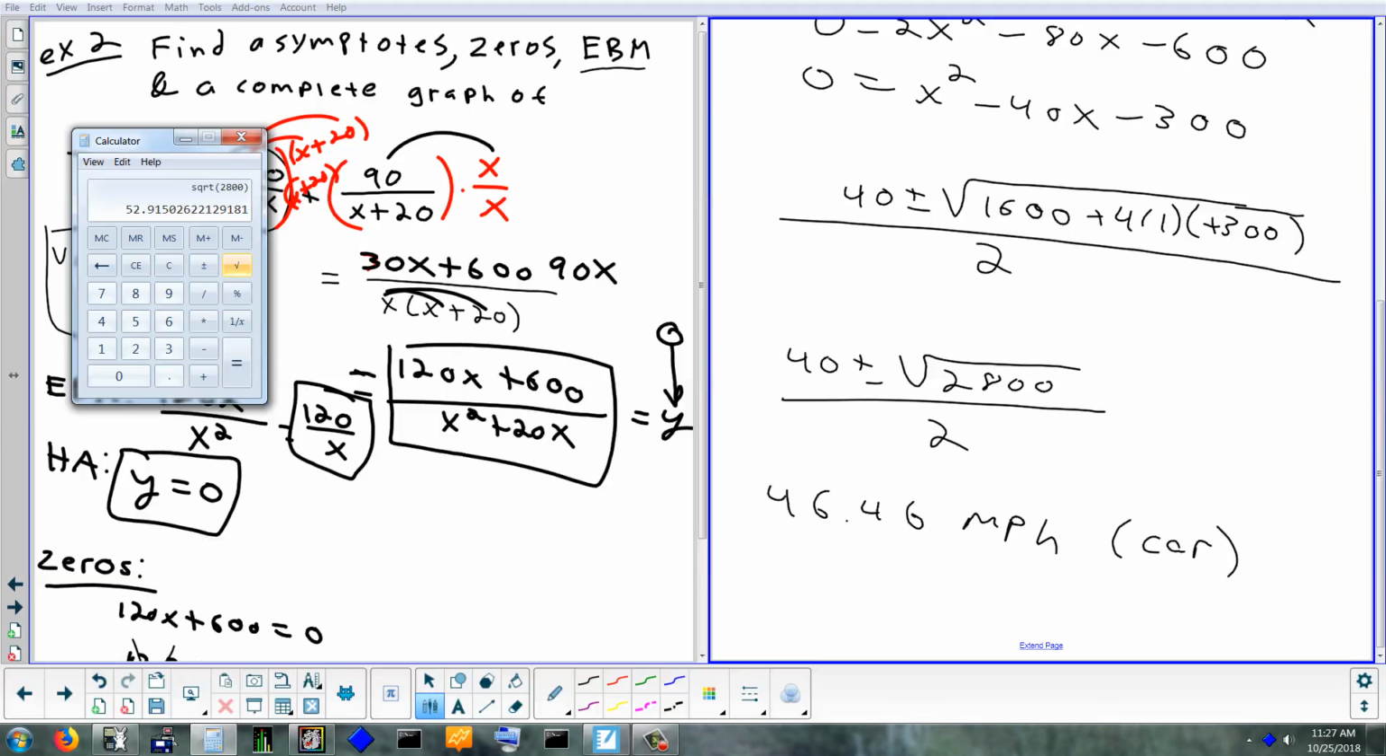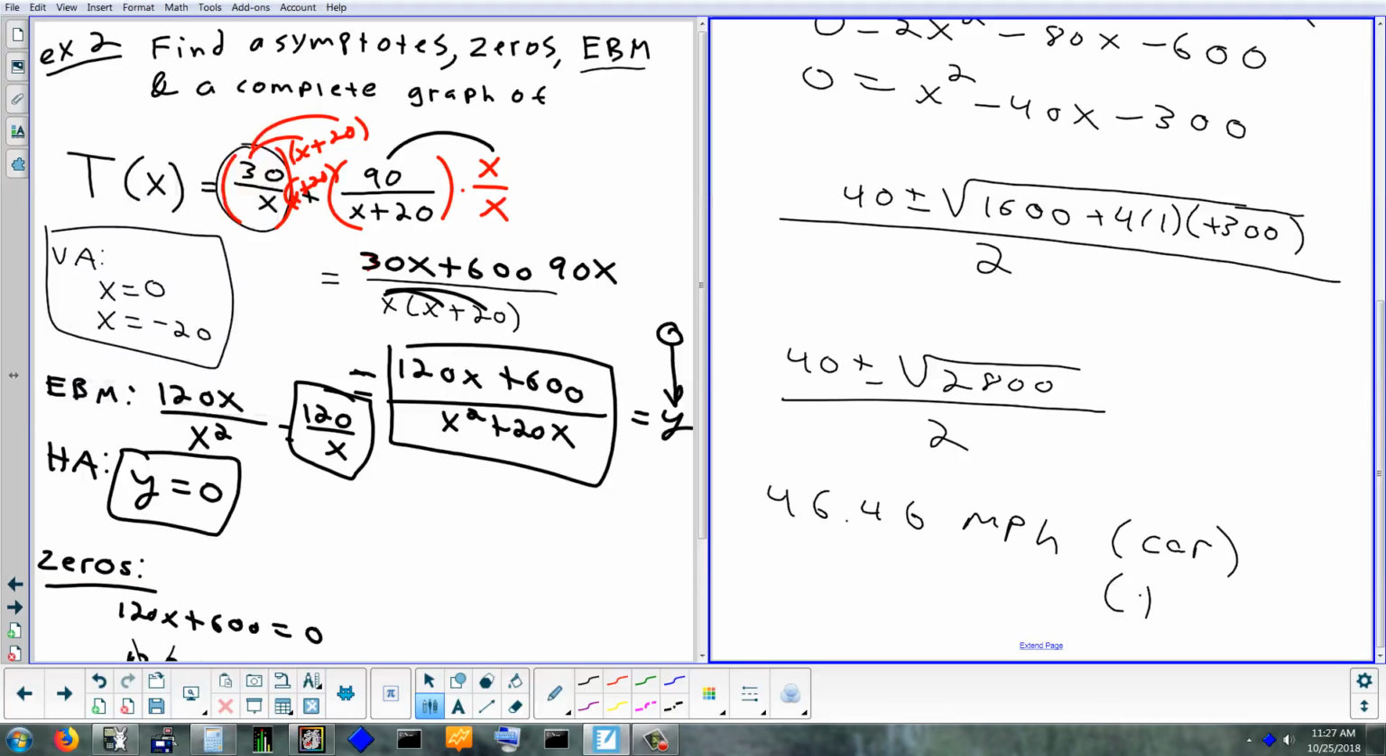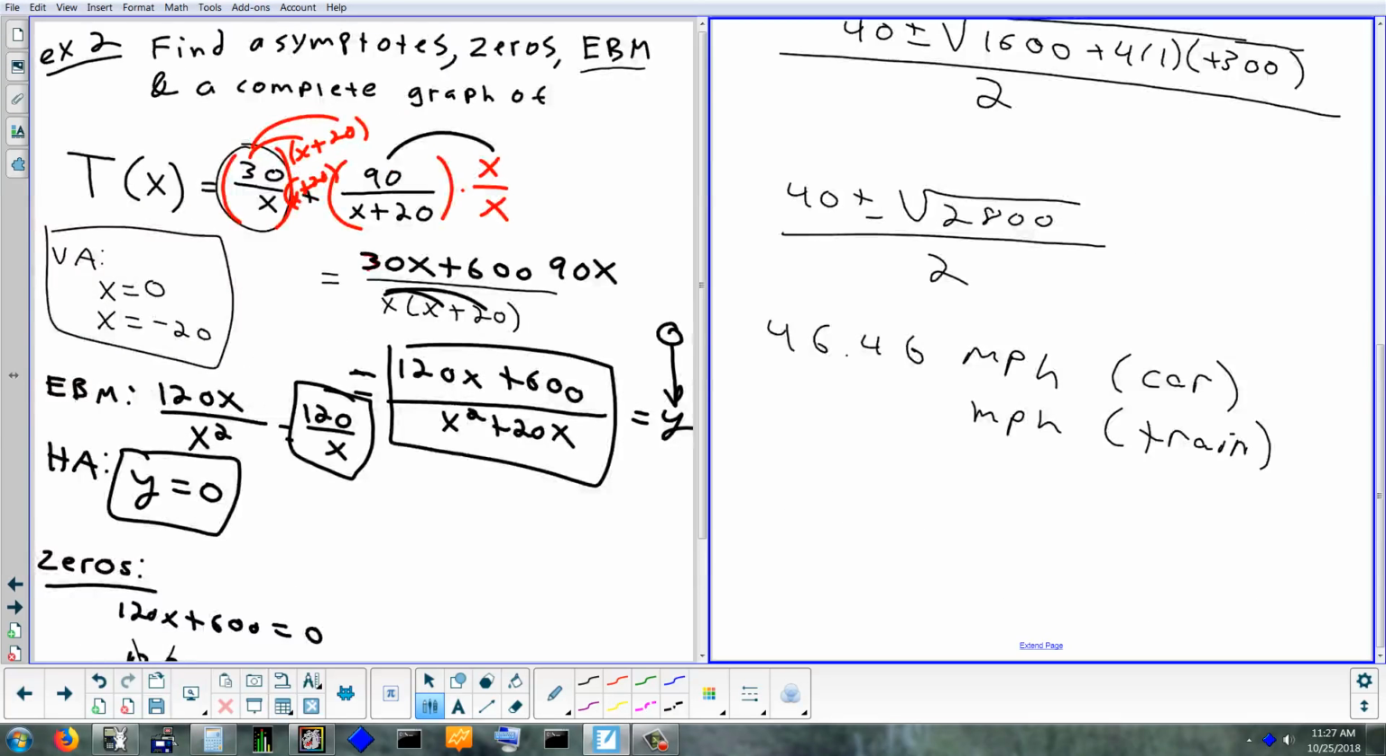But the other thing we do need is the speed of the train. So what's the speed of the train if the car is going 46.46? 66. Yeah, it was 20 faster. So algebraically, that's how you do it. You end up having to solve a quadratic equation. It doesn't factor, but it's not the end of the world. We just use our calculator and see what we got.